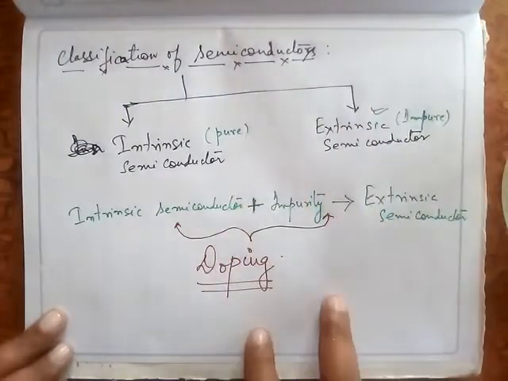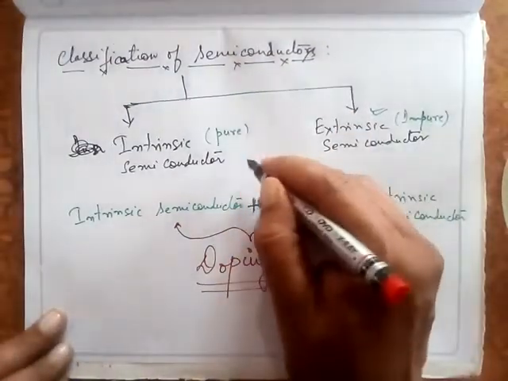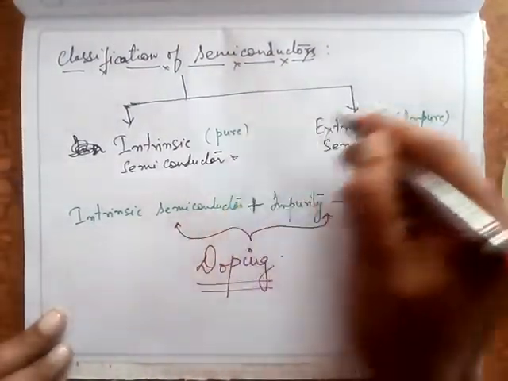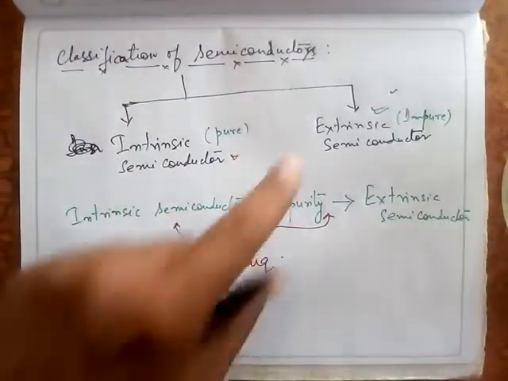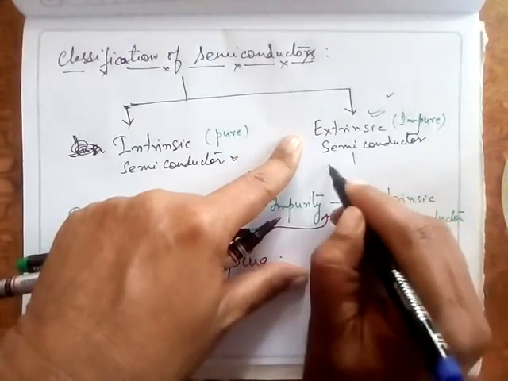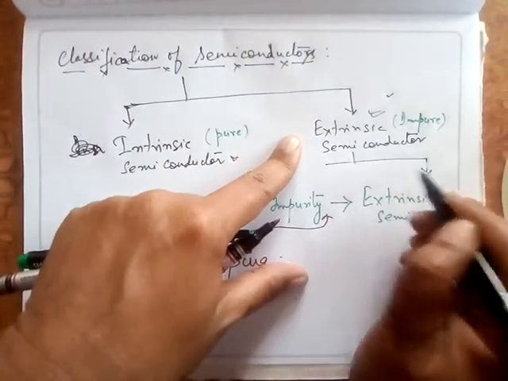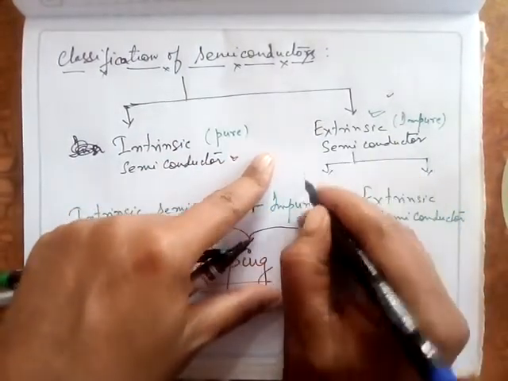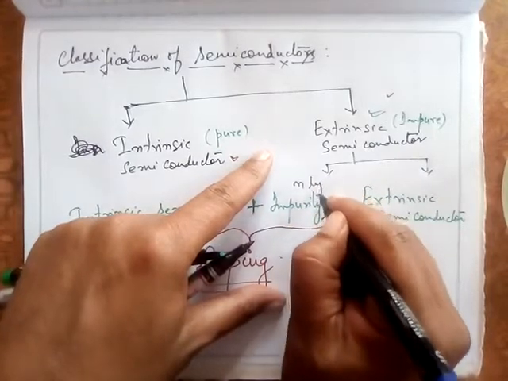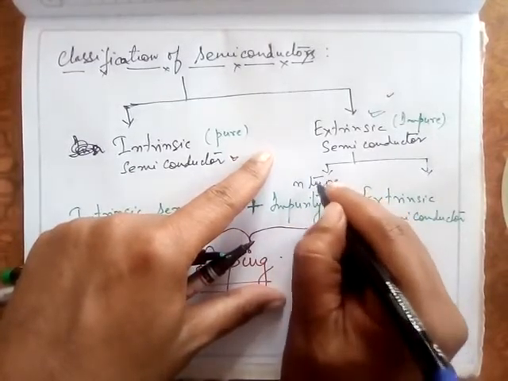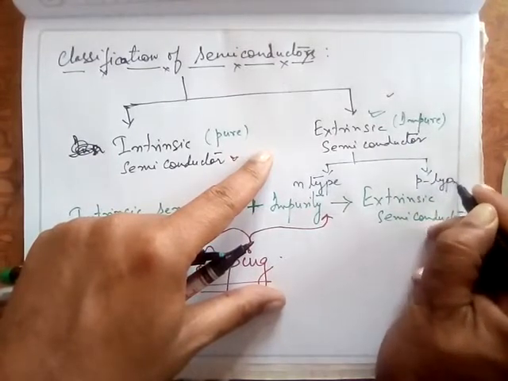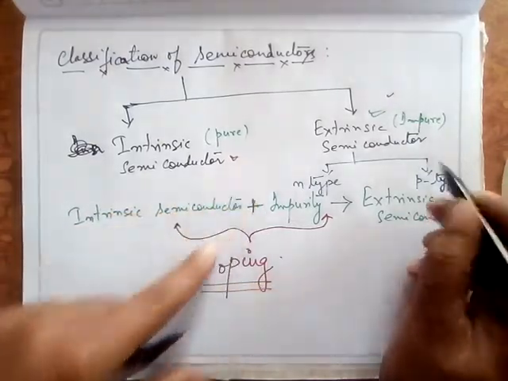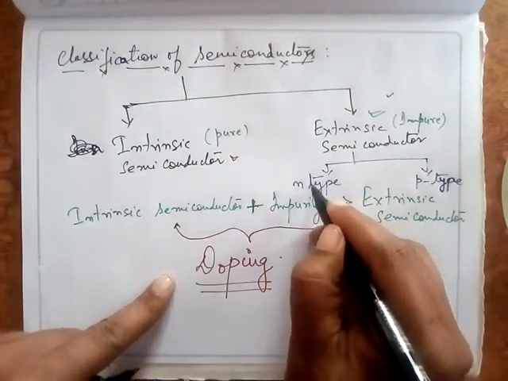So I'll stop it here. In the next lecture I'll deal with these intrinsic and extrinsic semiconductors. Further, before I wind up for today, these extrinsic semiconductors are further subdivided into N-type semiconductor and P-type semiconductor. So in the next lecture I'll deal with this N-type and P-type semiconductor.